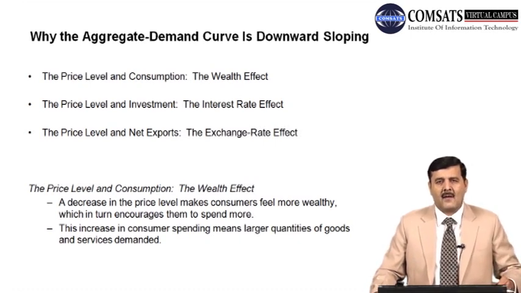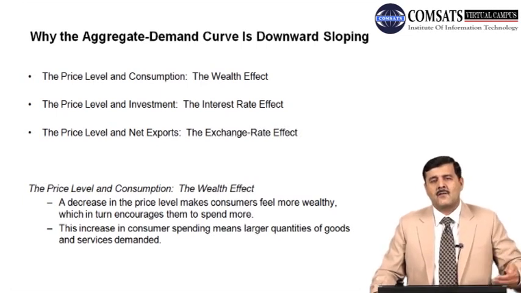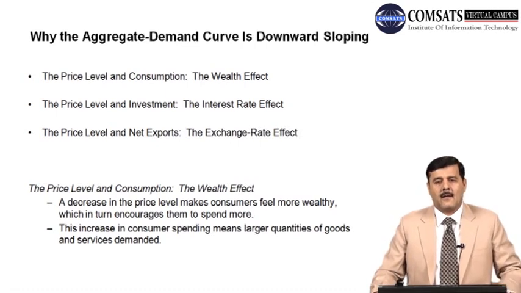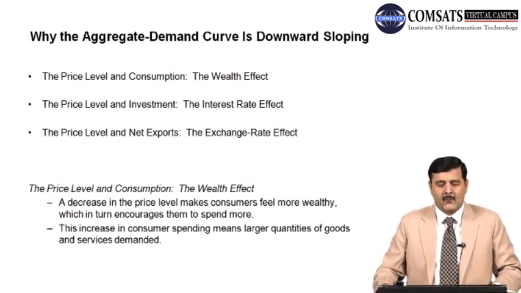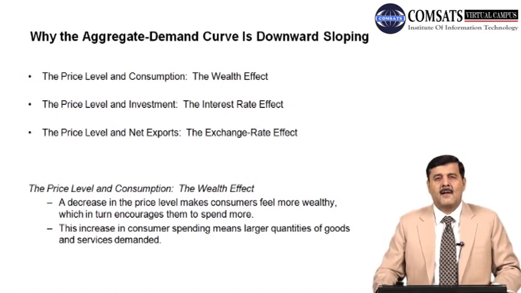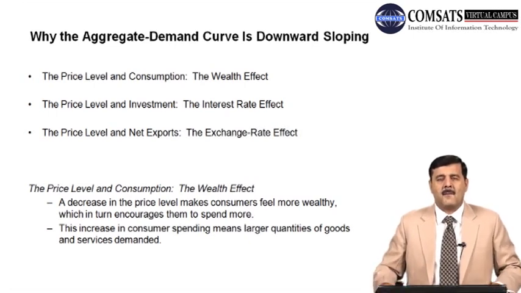तीनों इफेक्ट्स की हम बात करेंगे, तीनों को देखेंगे कि किस तरह से तीनों डाउनवर्ड स्लोपिंग डिमांड कर्व को एक्सप्लेन करते हैं, that because of this reason we can say that the demand curve is downward sloping. So first of all we'll talk about the price level and the consumption, which is the wealth effect. Now whenever there is a decrease in the price level in the economy, the real income or the purchasing power of the consumer will go up.